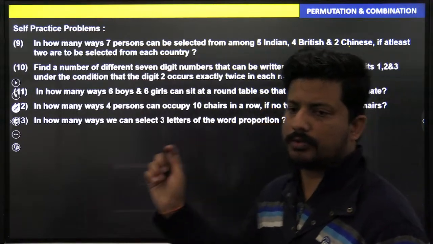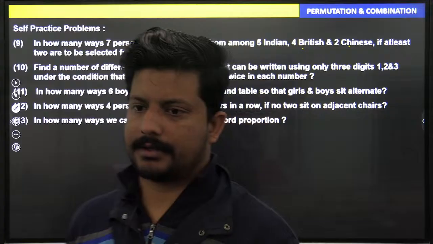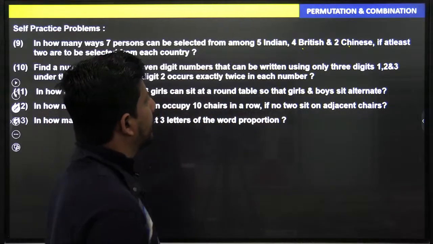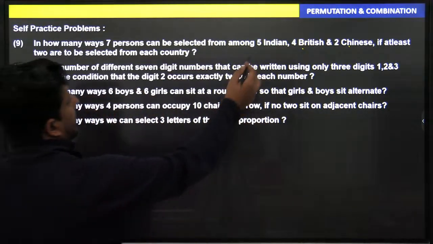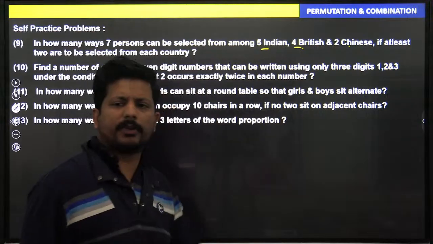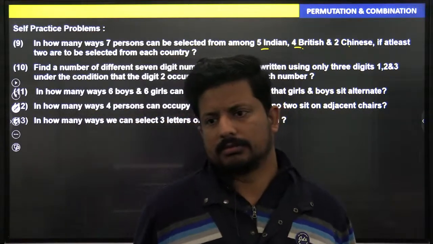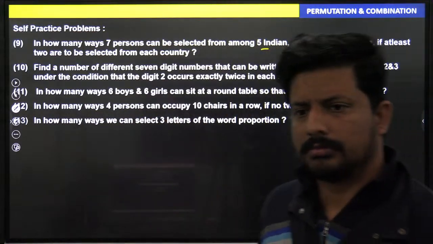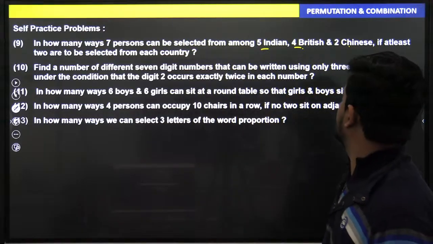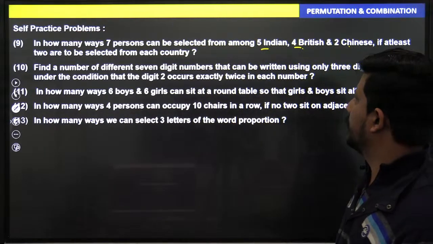So 2 members already we have to select. Okay now. Then how many members are left? Here 3 members and here 2 members. Out of 5 you can select anyone. No problem. Okay now. Because 2 Chinese we need to select, 2 British we need to select, and 2 Indians you need to select.